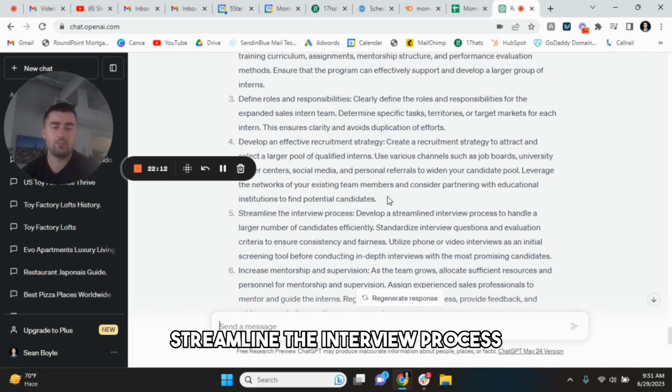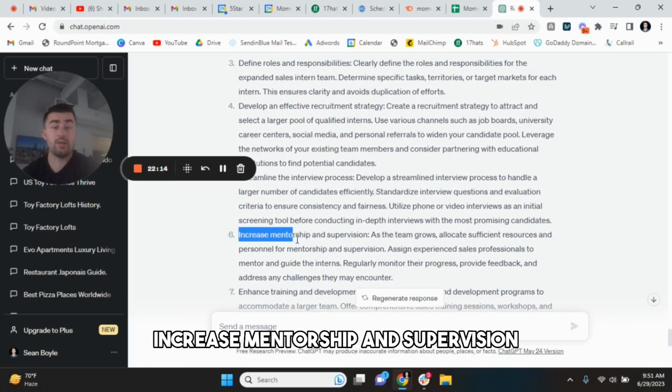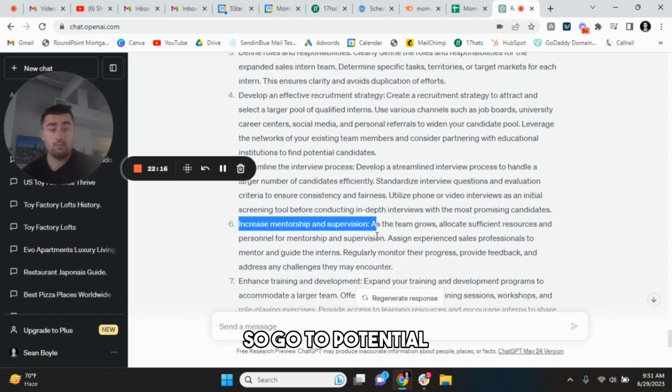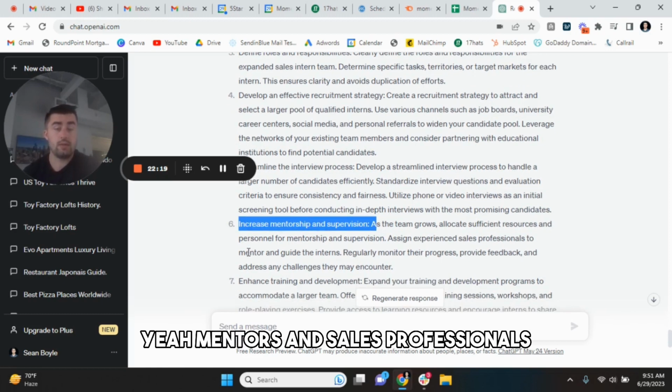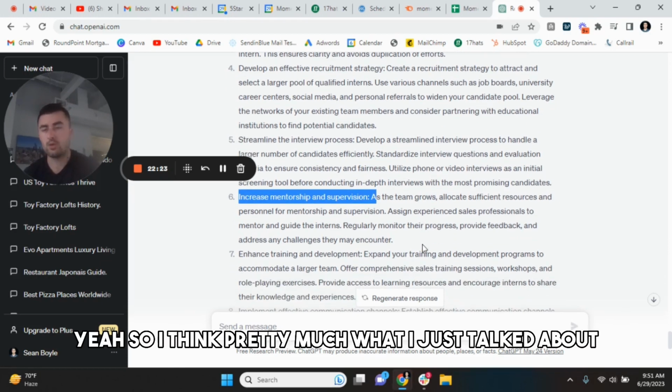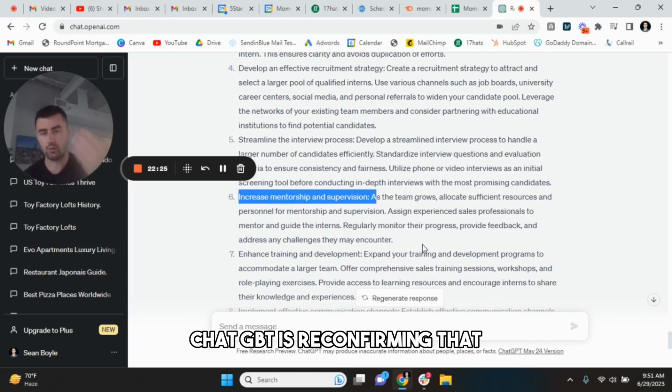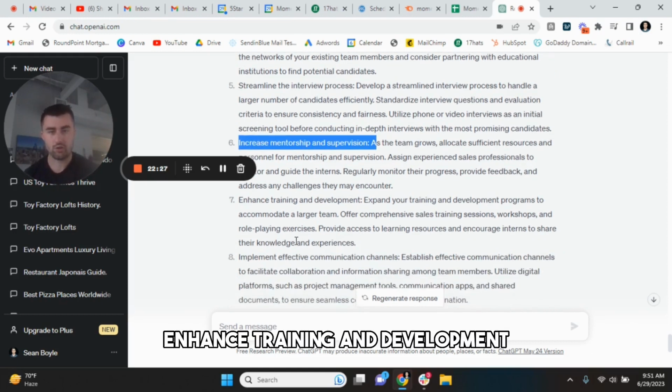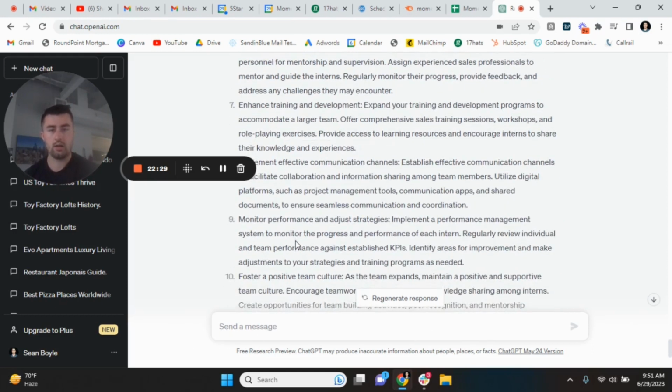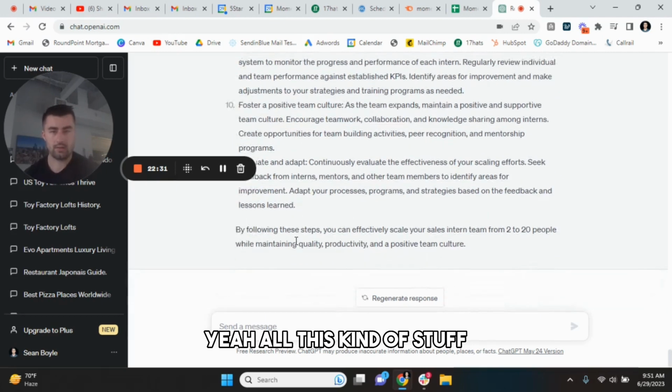Streamline the interview process, we already talked about that. And then here you go, increase mentorship and supervision. So go to potential mentors and sales professionals. Yeah, so I think pretty much what I just talked about, ChatGPT is reconfirming that. Enhanced training and development, communication, all this kind of stuff.